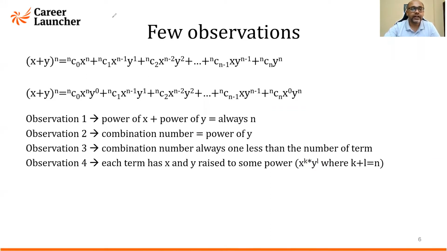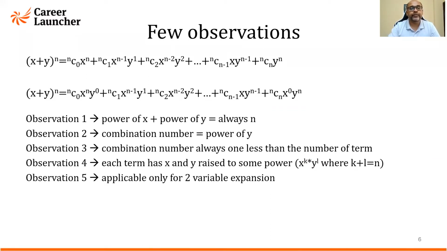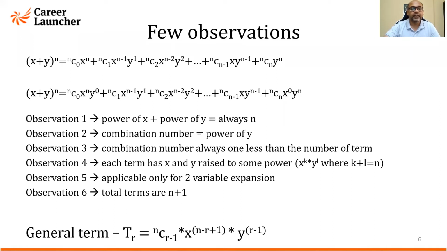Right? The next observation, which I already mentioned, is that it is applicable only for 2 variable expansions. You cannot use the same formula for a 3 variable expansion. And the total number of terms, as we already discussed, is n plus 1, because you're starting from 0 and going up to n. Right? So the general term, if you want to write any general term, like let's say you want to write T r, the rth term, then the formula becomes, now remember, we use the observations.